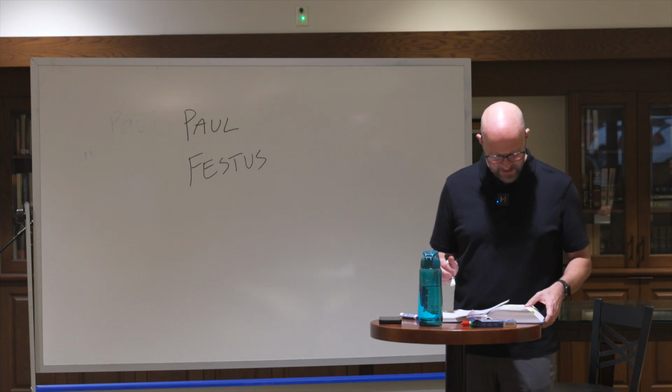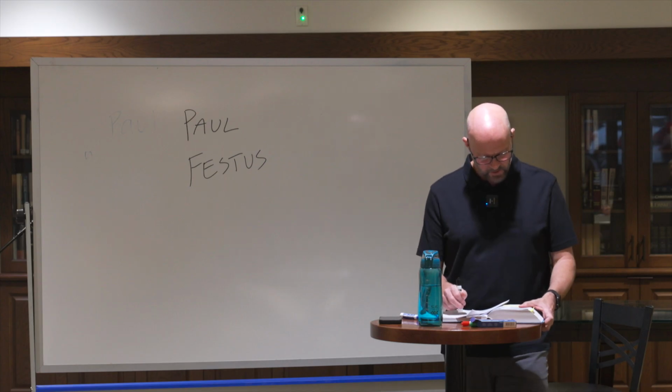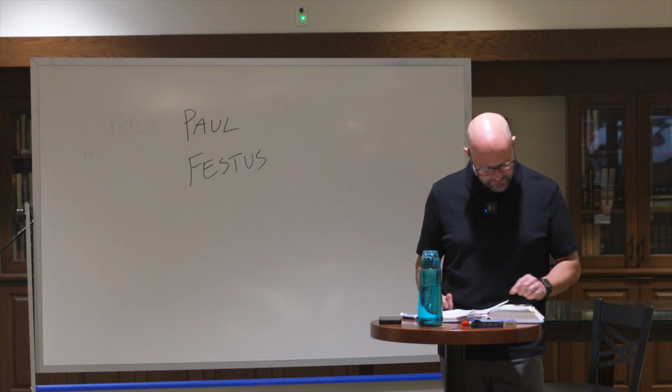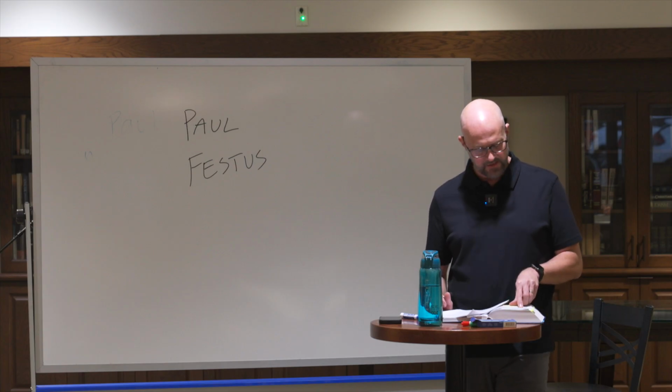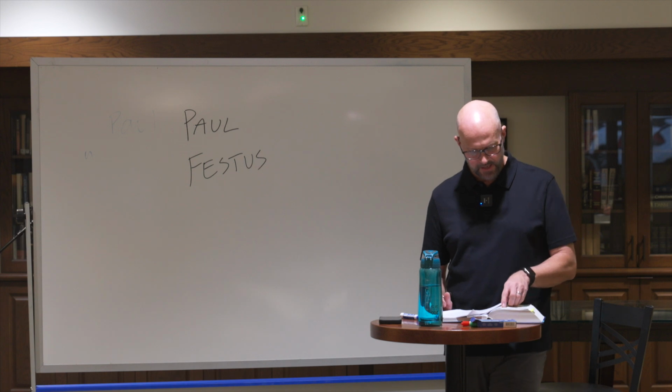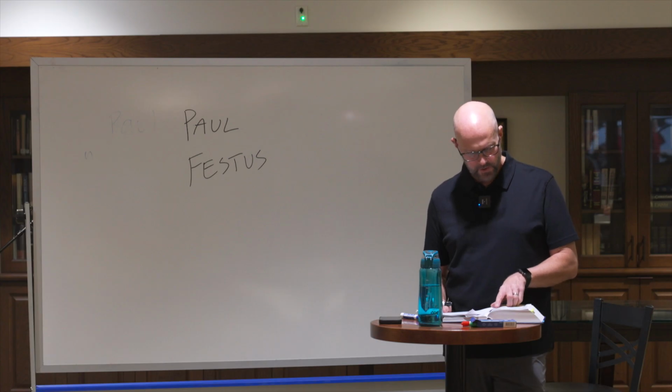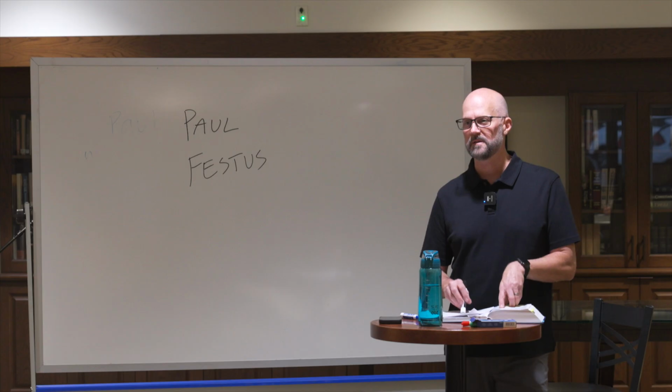Paul answered, I am now standing before Caesar's court, where I ought to be tried. I have not done any wrong to the Jews, as you yourself know very well. If, however, I am guilty of doing anything deserving death, I do not refuse to die. But if the charges brought against me by these Jews are not true, no one has the right to hand me over to them. I appeal to Caesar.